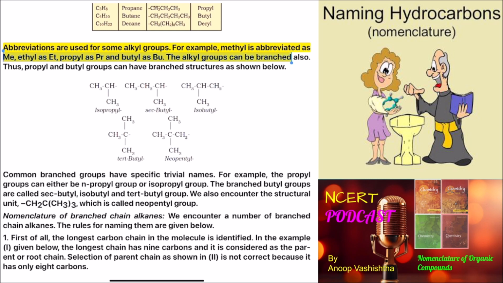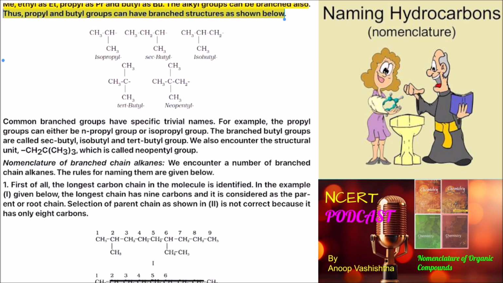The alkyl groups can be branched also. Thus, propyl and butyl groups can have branch structure as shown below: isopropyl, secondary butyl, isobutyl, tertiary butyl, neopentyl. Common branch groups have specific trivial names. For example, the propyl group can either be n-propyl or isopropyl group. The branched butyl groups are called secondary butyl, isobutyl, and tertiary butyl groups. We also encounter the structural unit CH2C(CH3)3, which is called the neopentyl group.